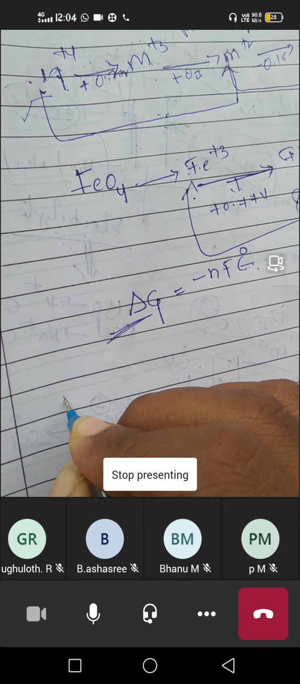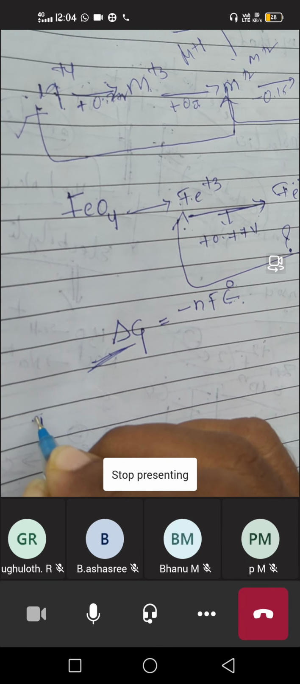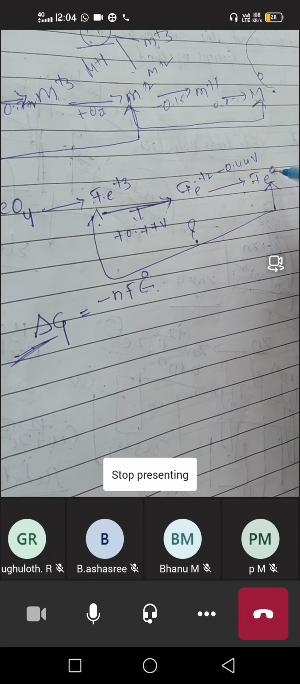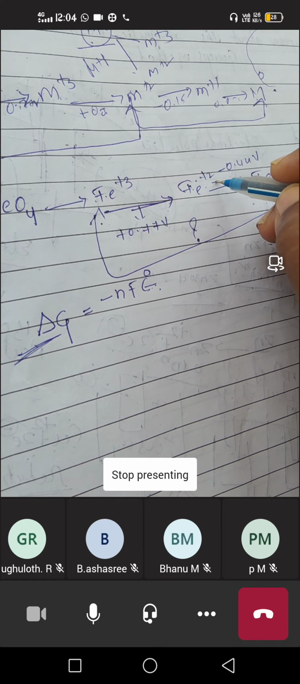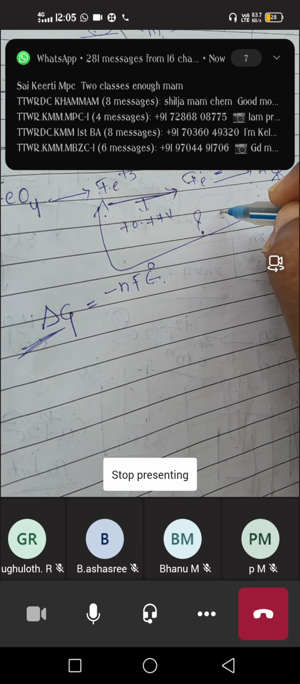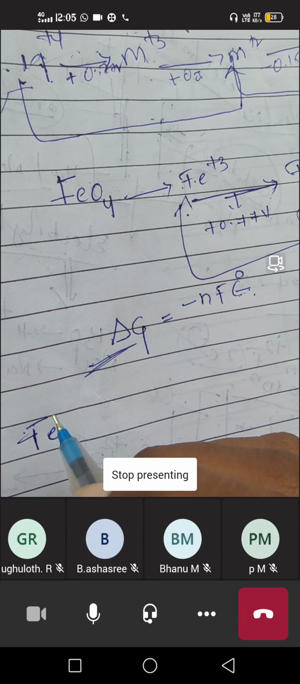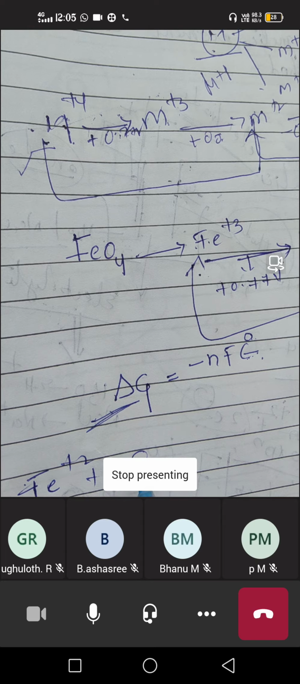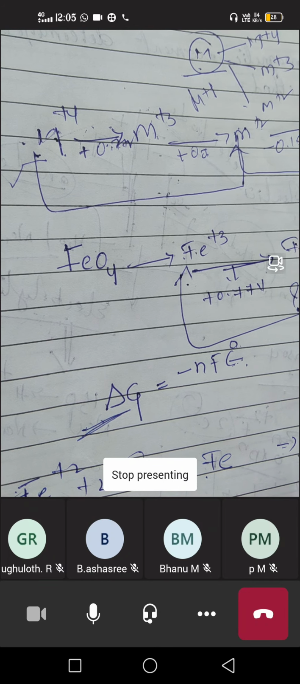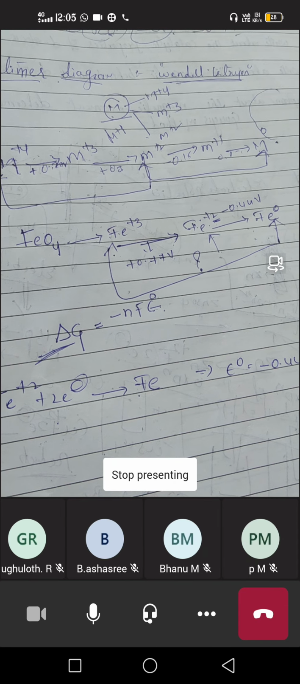First of all, we have to write the half reactions. What are half reactions? Here Fe plus 2 is converting into Fe, and we have to write the reaction. Fe is not having any oxidation state, but Fe here is having plus 2 oxidation state. So plus 2 to 0, it should gain 2 electrons. Then only it is converting into 0. So Fe plus 2, by gaining 2 electrons, is converting into Fe. Here the E naught value is minus 0.44 volts.